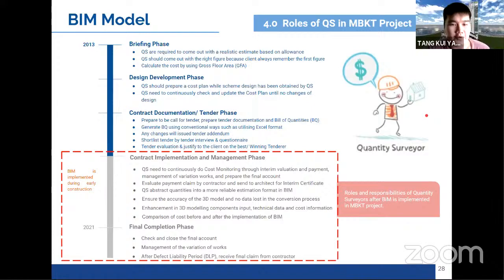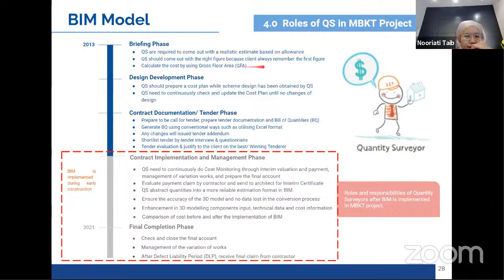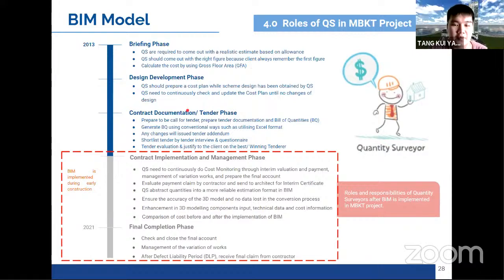All right. For the QS role in the MBKT project, QS is responsible to come up with a realistic estimate based on the allowance given at the briefing stage. In this stage, QS will calculate the cost by using the GFA method. Since a third party is appointed in this project, QS will carry out the calculation in the traditional method and they will work closer with the BIM consultant.